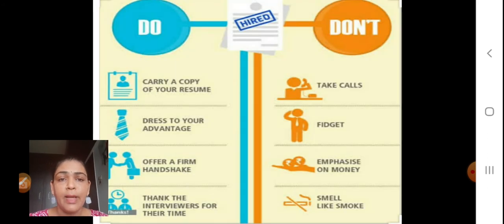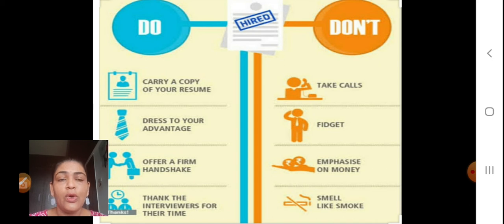Now, let's move on to the do's and then don'ts of an interview. Let's first talk about the do's. First of all, carry a copy of your resume, which we have already discussed. You have submitted your resume, but you should carry an extra copy of the resume. If you are asked to submit, then you might have to submit it. Also carry 2 or 3 of your passport size photographs along with the resume.